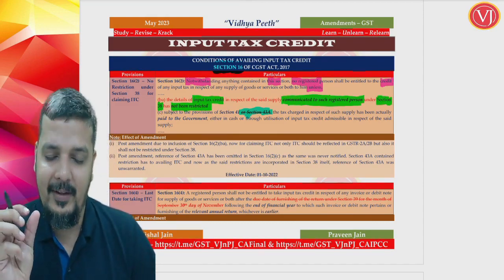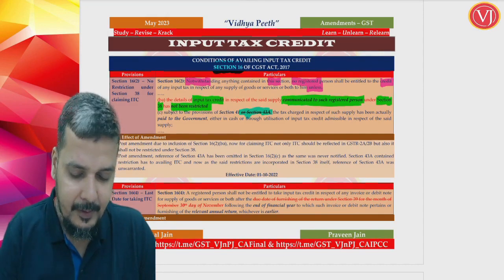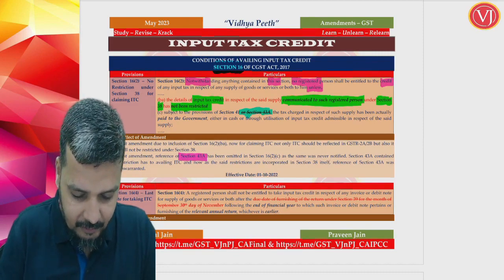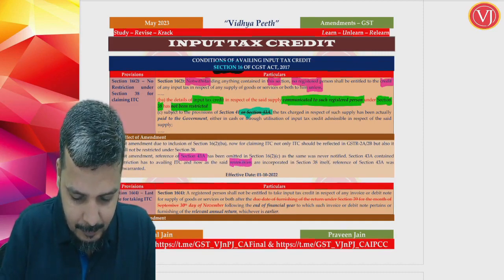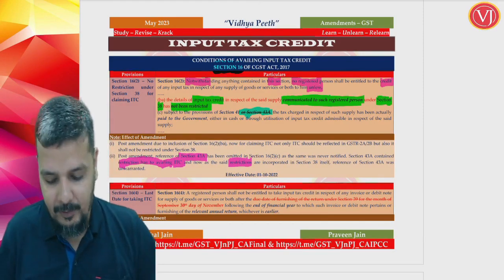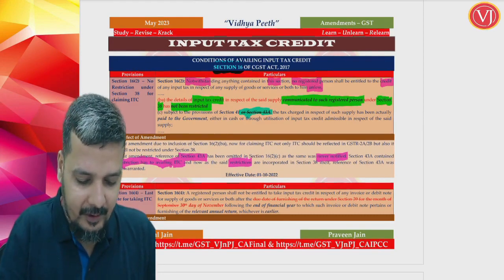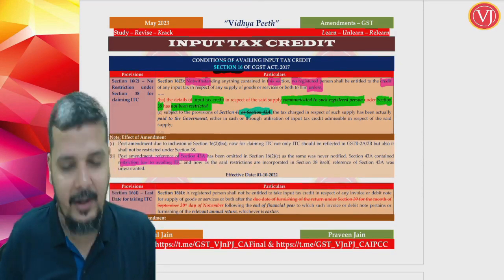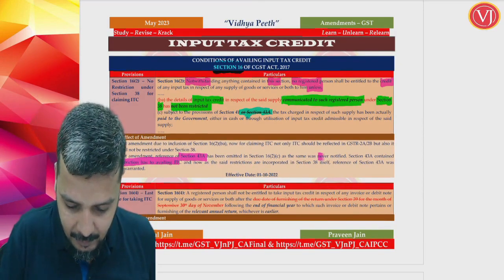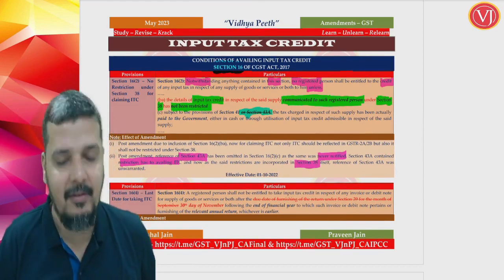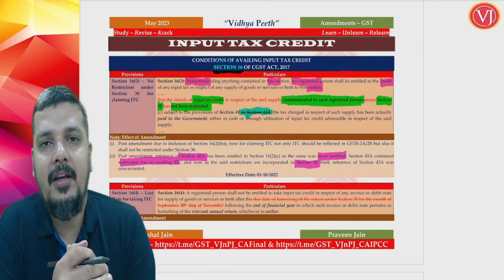If you want to understand the logic, it is pretty simple. Section 43A was talking about restrictions on availing input tax credit. It was there, but it was never notified. So there was something called Section 43A, which was all about restrictions on availing input tax credit, but it was never ever notified. Now, restrictions for input tax credit are given in Section 38 itself. Therefore, there is no need for Section 43A.